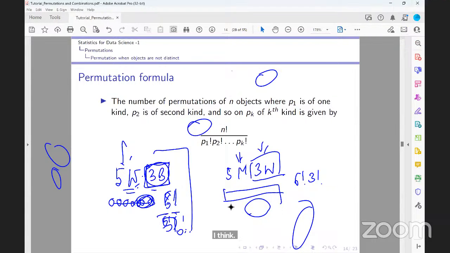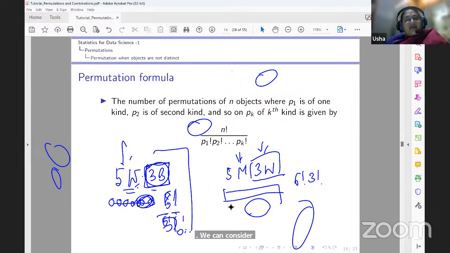So we have a total of 6 objects to arrange. We can consider it as 6 objects to arrange. And then what is the 5 factorial for? Just tell me how many ways can I arrange 5? Okay, let's start from the beginning.